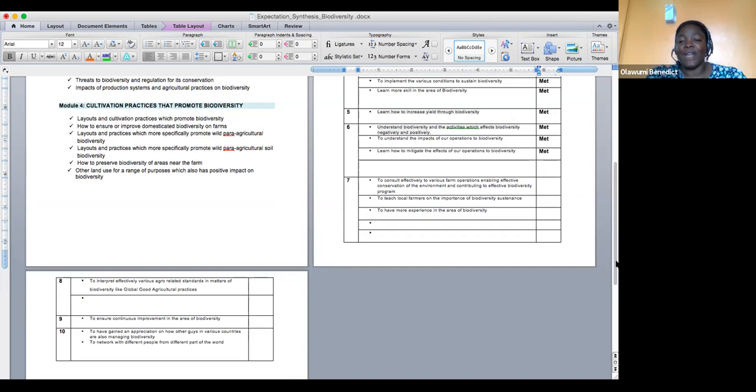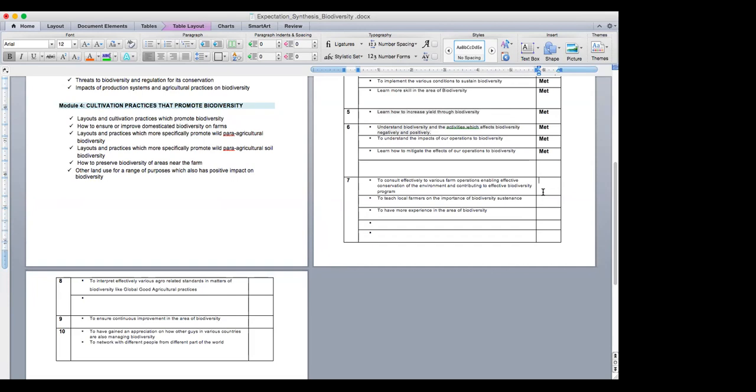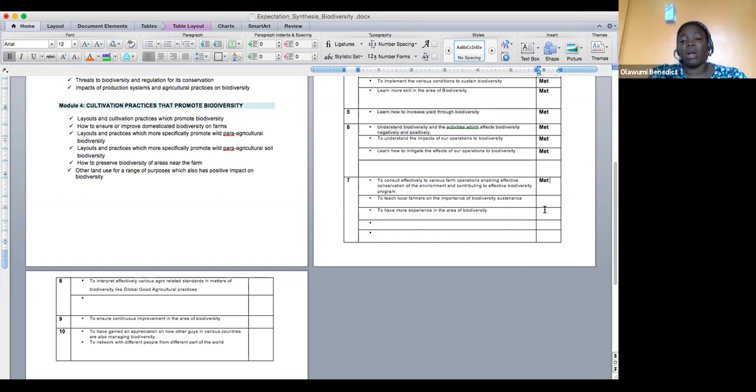To consult effectively on various farm operations, enabling effective conservation of the environment and contributing to effective biodiversity programs. Was this expectation met? Expectation met. To teach local farmers on the importance of biodiversity sustenance. Was this expectation met?